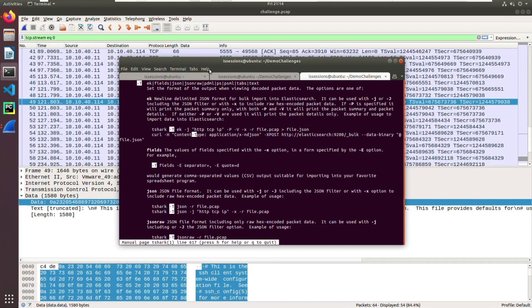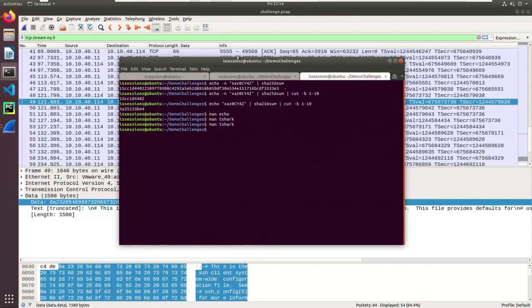Okay. So I can do it to JSON. I can do it to fields. That's another thing. Maybe I don't give you a capture. Maybe I just give you a bunch of JSON, and you have to go and parse it, right? So that's another way to do it. JSON is used all over in threat hunting environments and stuff like that.